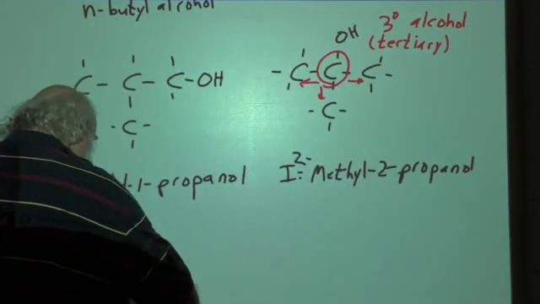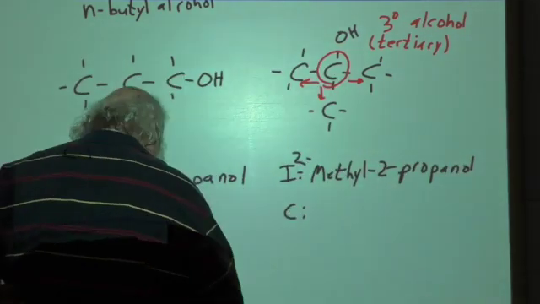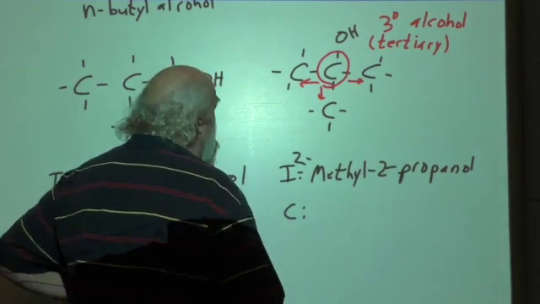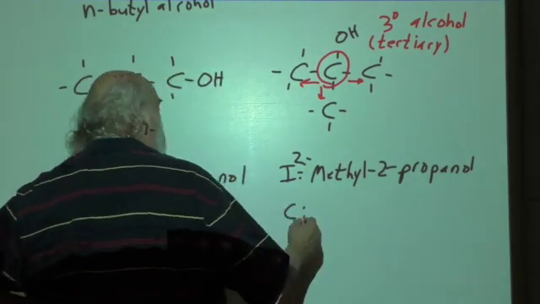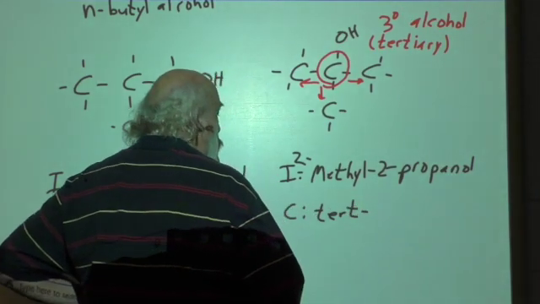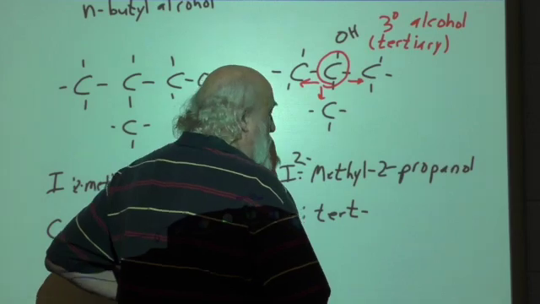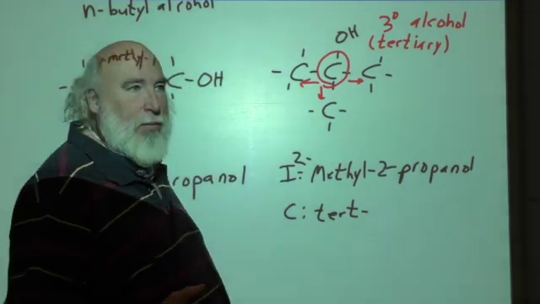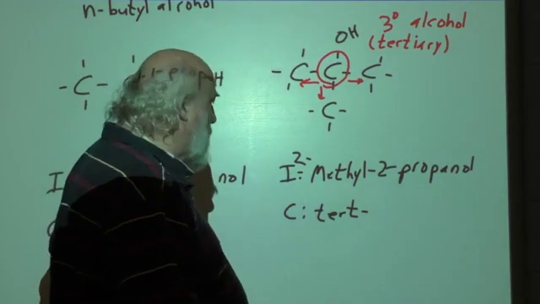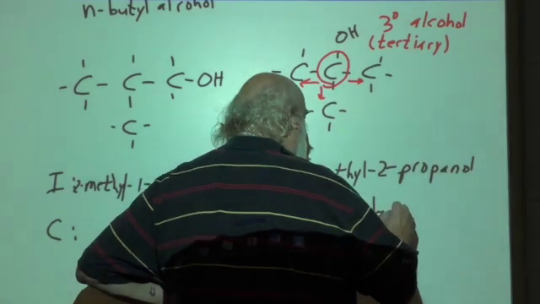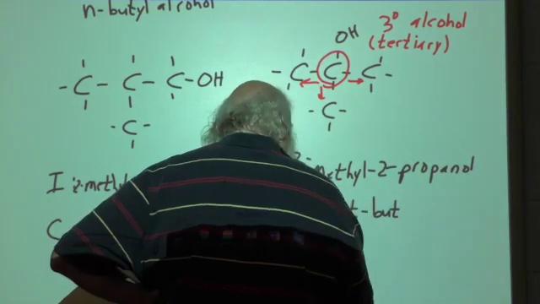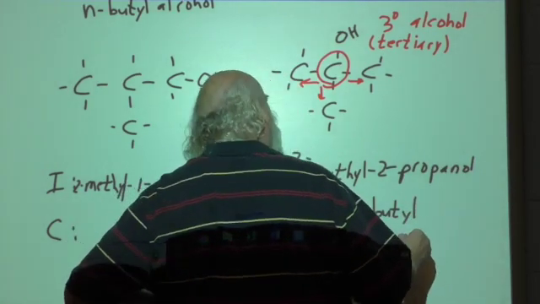So the common name for this is tert-butyl alcohol. Yeah, butyl, not propyl, butyl. Okay? And there's no reason why I hate the common system, because it's not 4 carbons in a row, but the basic feeling of common compound names is, we don't need no stinking system. Tert-butyl alcohol.